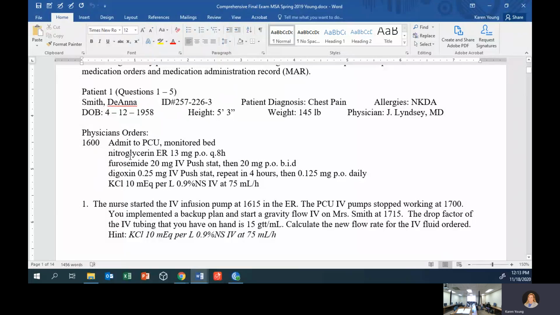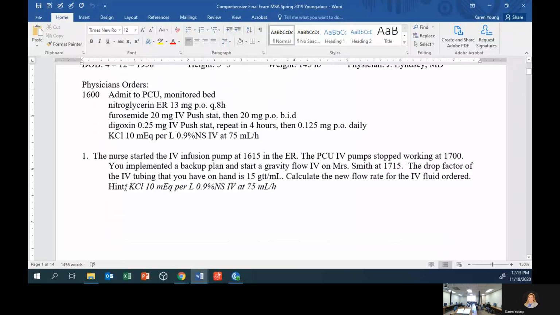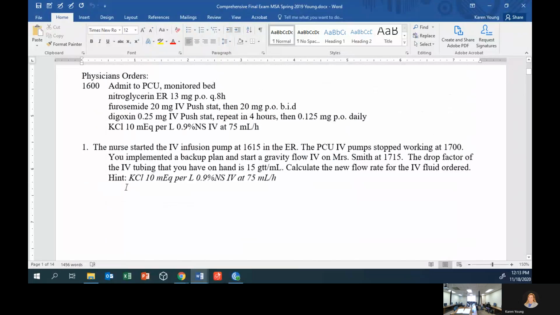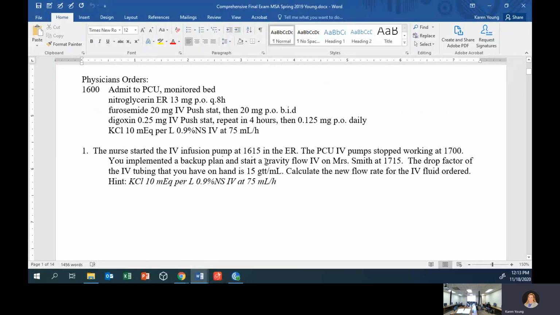She's prescribed nitroglycerin, the digoxin, and the potassium chloride. Now, for these 5 questions, the nurse started the IV infusion pump at 6:15 in the ER. The PCU IV pump stopped working at 1700. You implemented a backup plan and started a gravity flow IV on Mrs. Smith at 17:15. The drop factor of the IV tubing that you have on hand is 15 drops per milliliter.